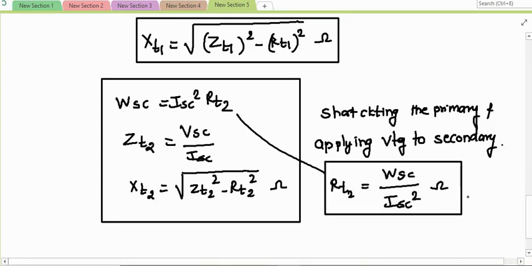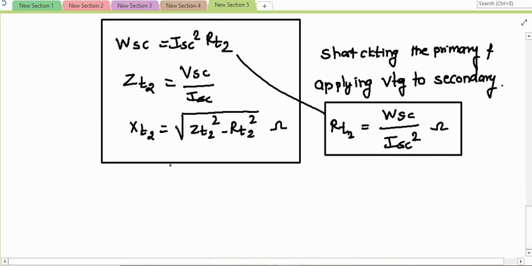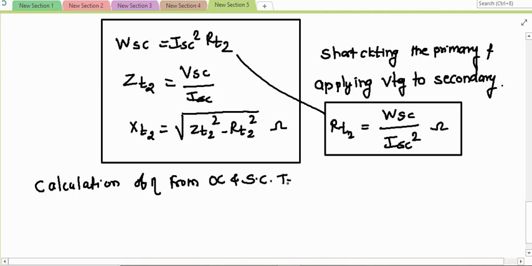So constants RT2, XT2, ZT2 can be found out by referring the circuit to the primary or referring the circuit to the secondary side. Then what is our interest? Our interest is in finding out the efficiency and regulation of the transformer, right? So let us see now the calculation of efficiency from OC and SC tests.